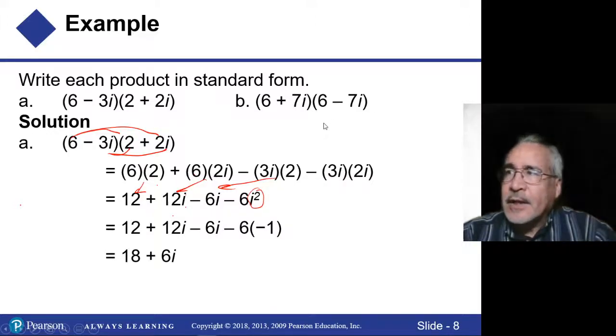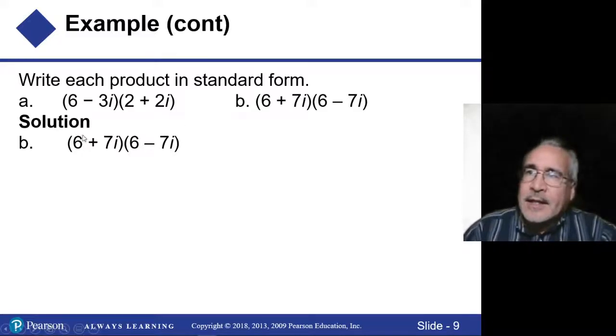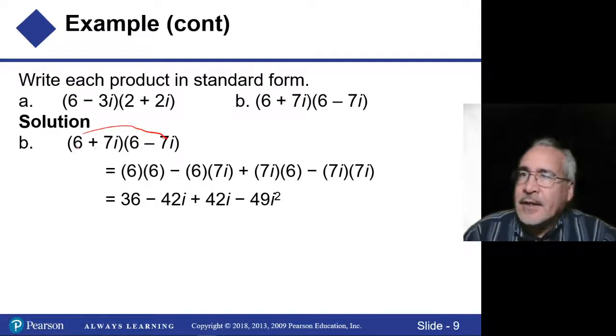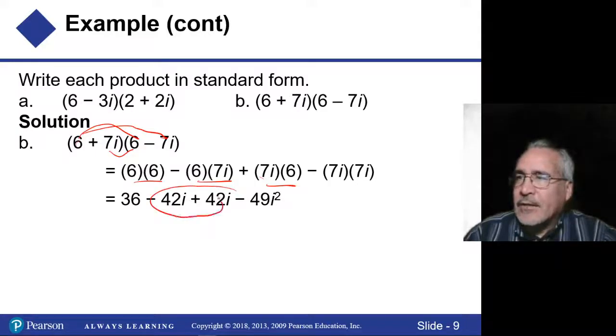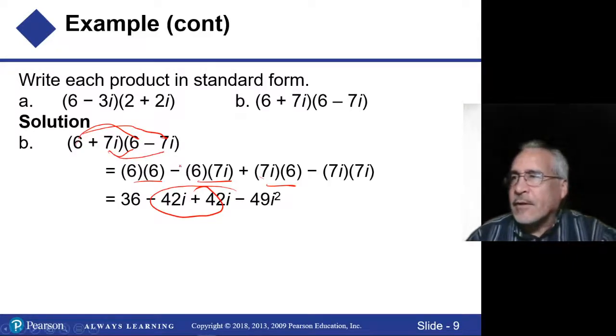This one, same thing, we can multiply it out using FOIL. Here we go, 6 times 6, I guess that's what they do first, then 6 times negative 7i, and then 7i times 6, and that's that one. You can kind of see here's a minus, there's a plus, so this middle term is going to go away. So this is also called a conjugate. They're going to use that later. We're not going to worry about that in this setting.